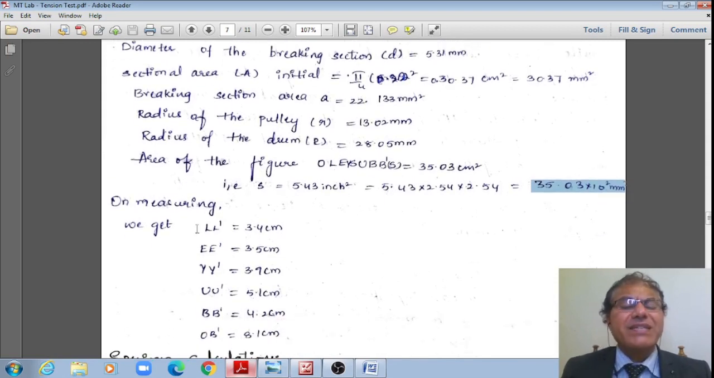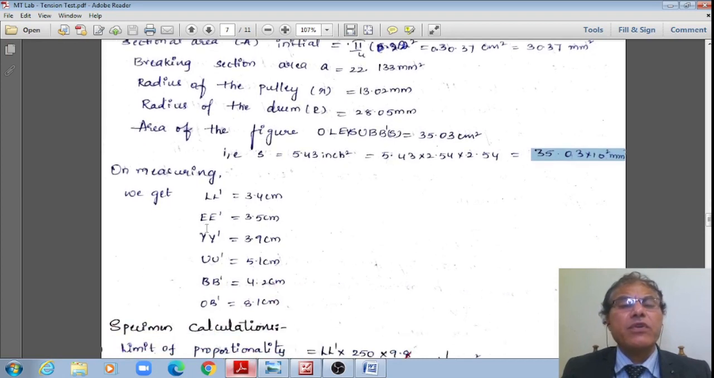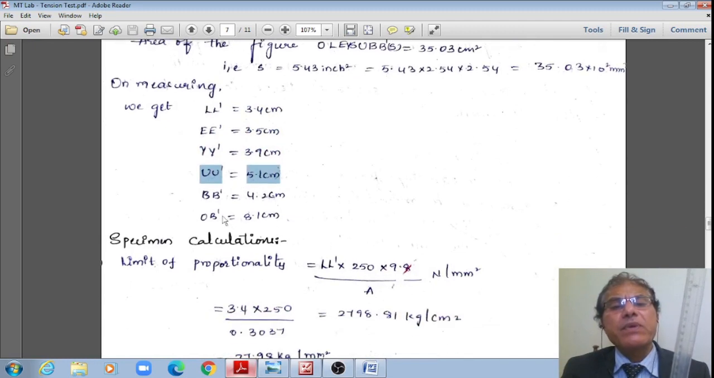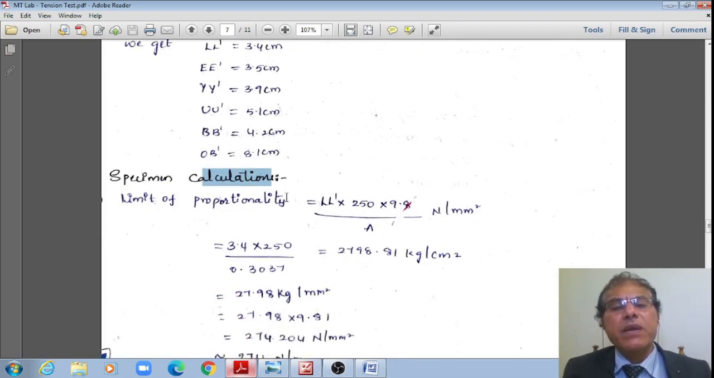We had this stress strain curve autographic plot. Therefore, now I am measuring using the scale. I got LL prime is equal to 3.4 centimeter, and EE prime is equal to 3.5 centimeter, and YY prime is equal to 3.9 centimeter, and UU prime is equal to 5.1 centimeter, and BB prime is equal to 4.2 centimeter, and OB prime, that abscissa from origin up to B prime, is equal to 8.1 centimeter.